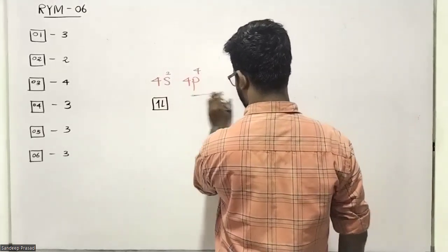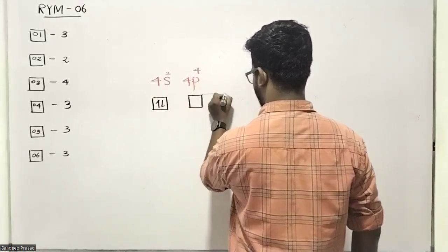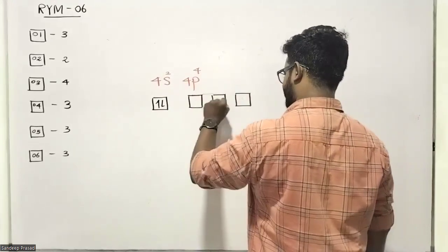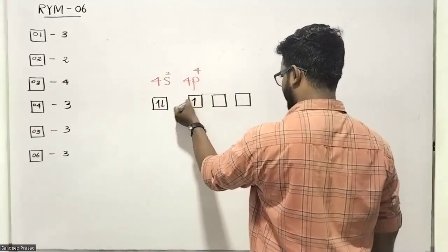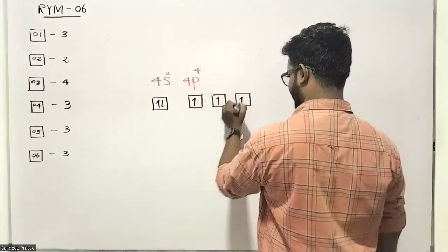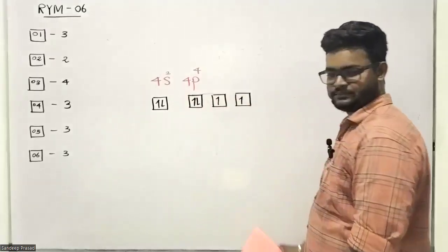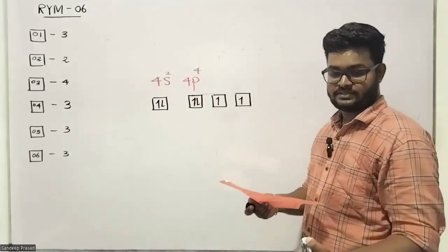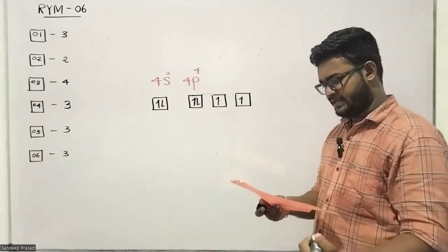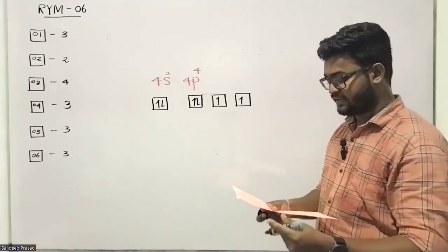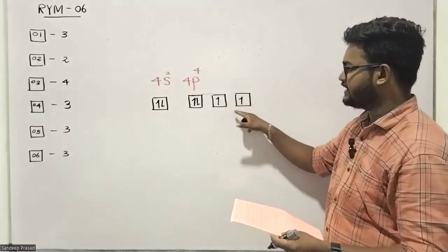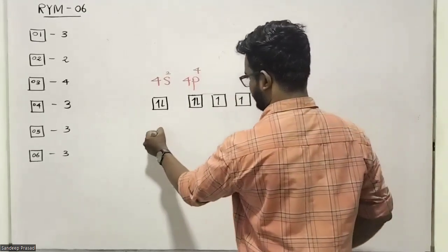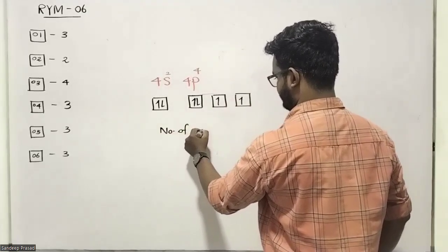Then the p sub-energy level contains 3 p orbitals, and there are 4 electrons. Let's fill the electrons according to Hund's rule, one by one: 1, 2, 3, and here this is the 4th electron. They are asking the number of orbitals containing unpaired electrons in the last sub-energy level. Now, can you see how many orbitals have unpaired electrons? Just 2, right?